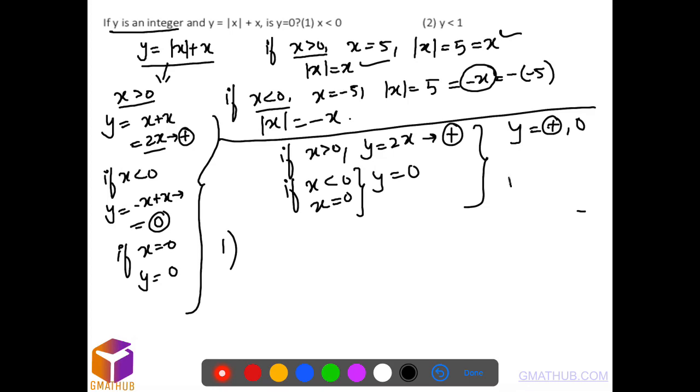So the question is, is y 0? First statement, x is negative. If x is negative, y is 0. Sufficient.